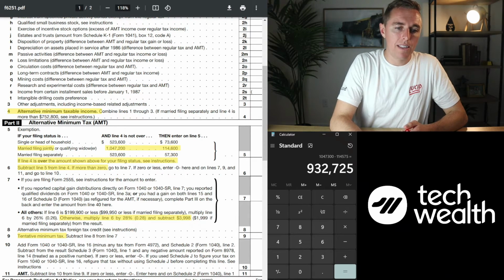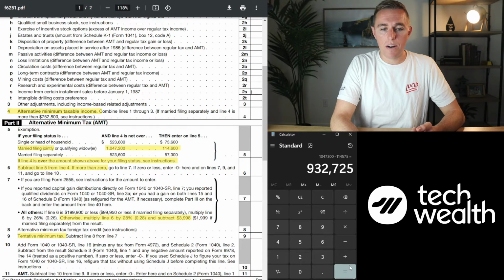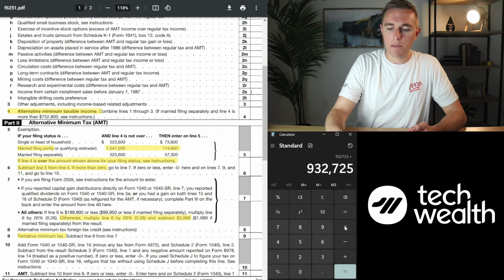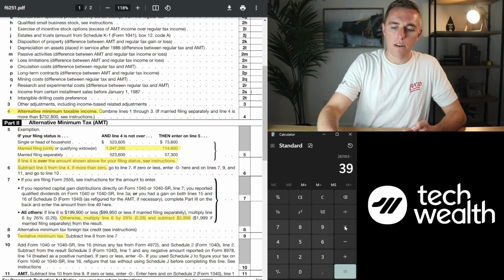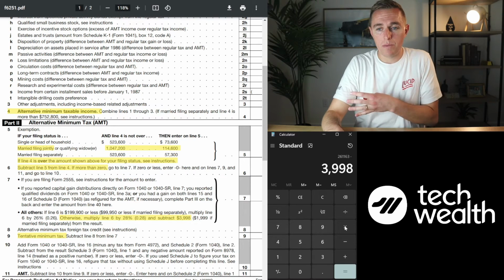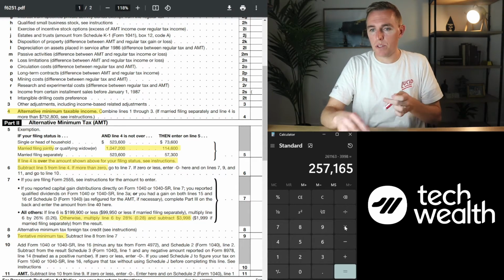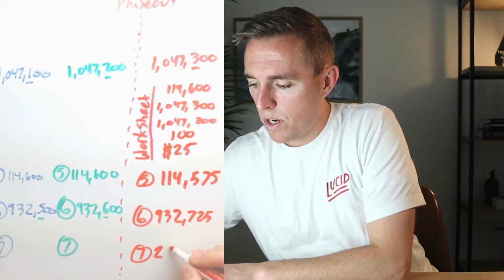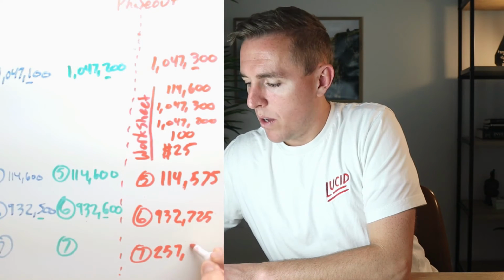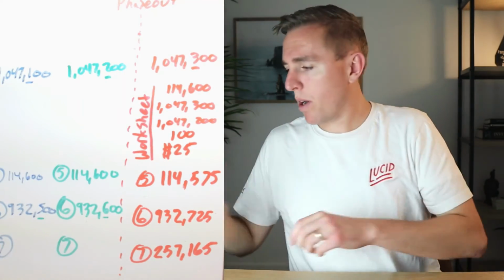So we're going to multiply line 6 by 28% and then subtract $3,998. So we've got this number here, and we are now going to hit times 0.28, so that's 28%, equals that number minus 3,998. I don't actually know where that number comes from, the 3,998, but it's in the tax code right there. You see it. So we've got our final number here, at least for this first column, which is 257,165. Excuse me, breathing too much marker here.